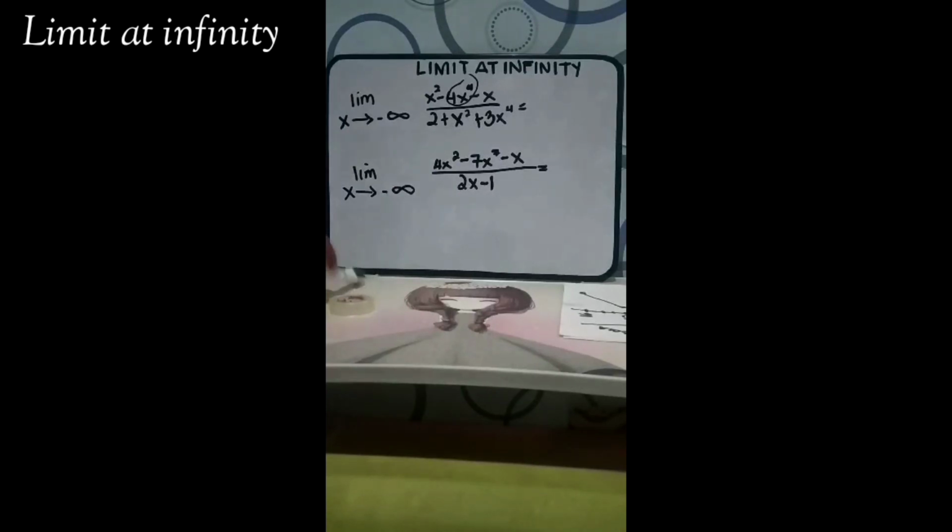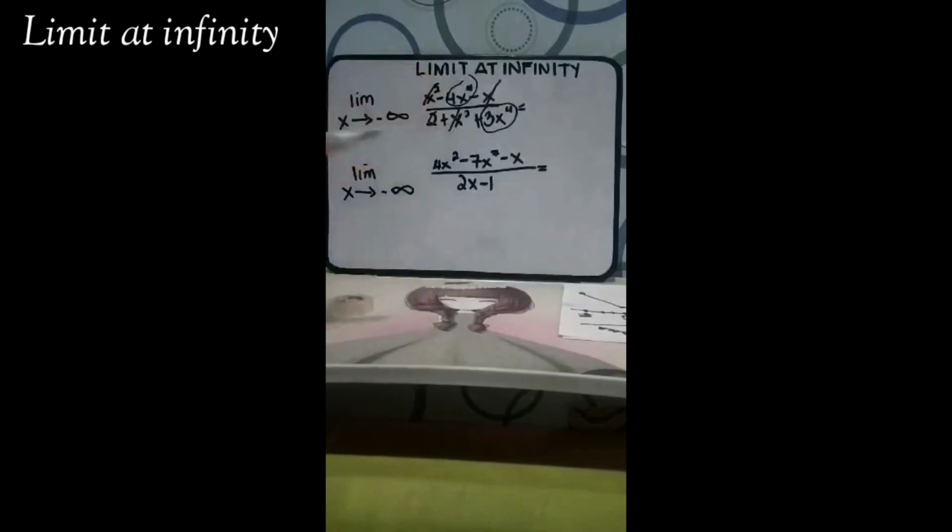So, first kukunin natin yung leading coefficient. Ang leading coefficient natin yung may pinakamataas na exponent. So, in the numerator, we have 4x raised to the 4th power, and the denominator, we have 3x raised to the 4th power. Ika-cancel na natin tong mga to dahil hindi naman sila yung may leading coefficient.